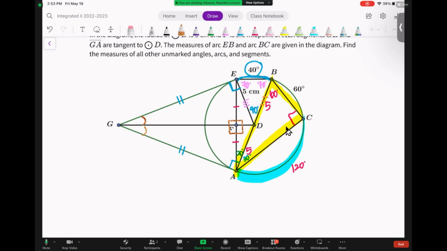We also use the fact that triangles have 180 degrees as the sum of the measures of all the interior angles of a triangle. And so I want you to practice all those.